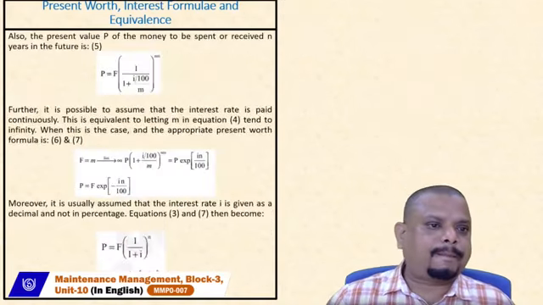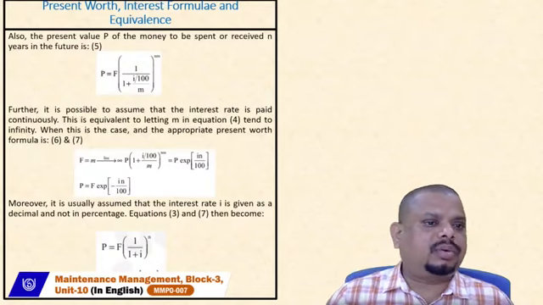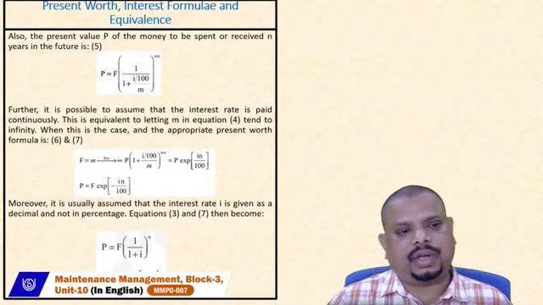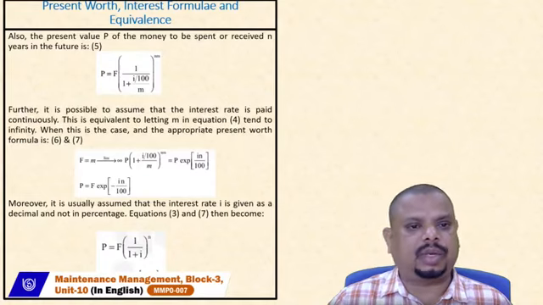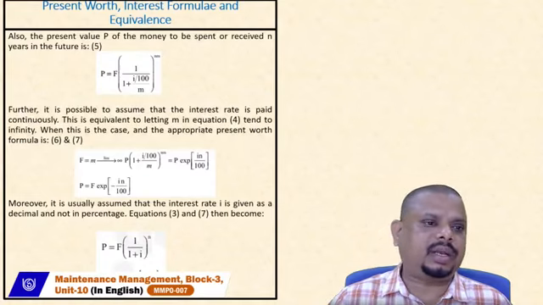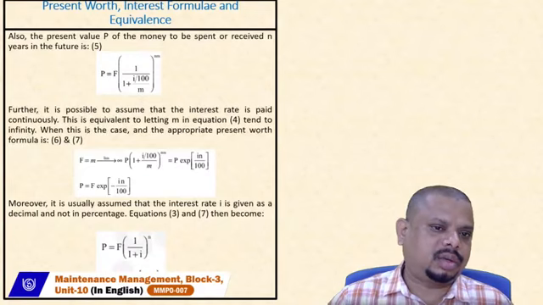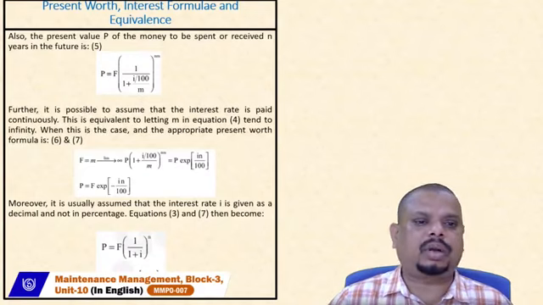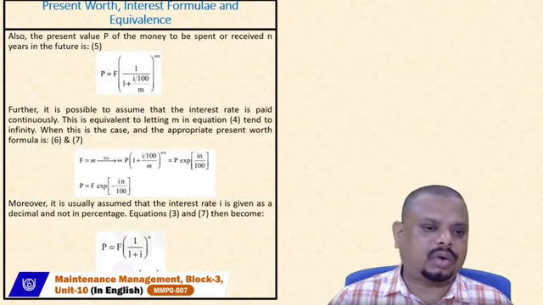Moving to the next one. The next formula we have is the present value of a principal amount of money to be received n years in the future. The formula is expressed as P equals F into 1 divided by (1 plus I divided by 100 divided by m) to the power n into m.